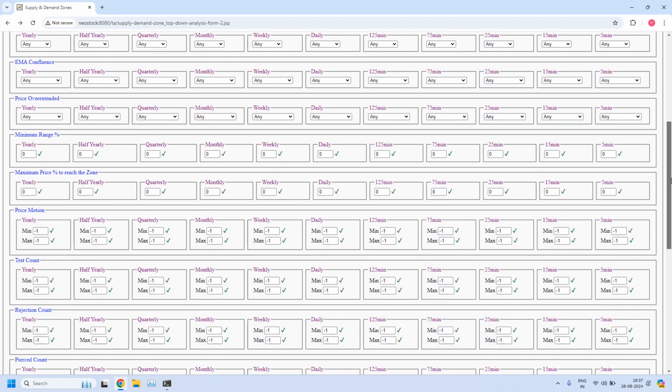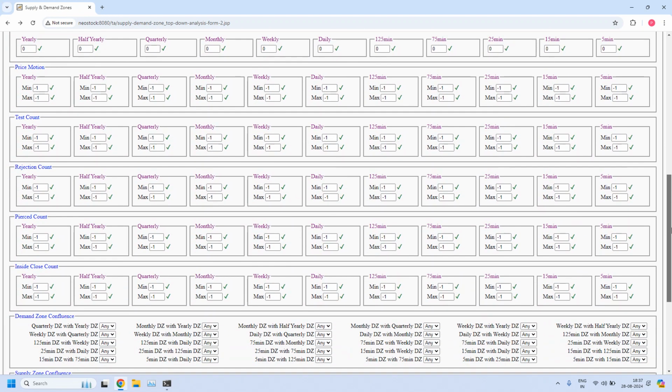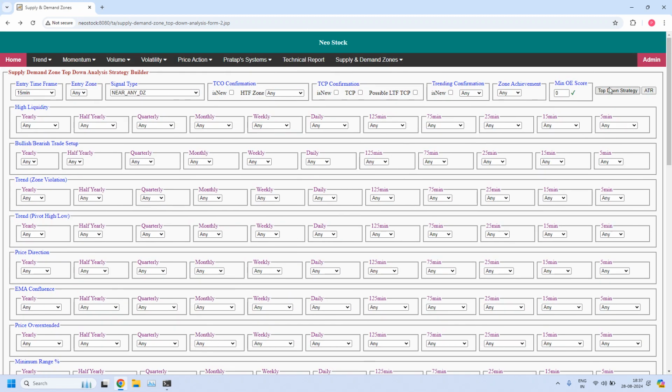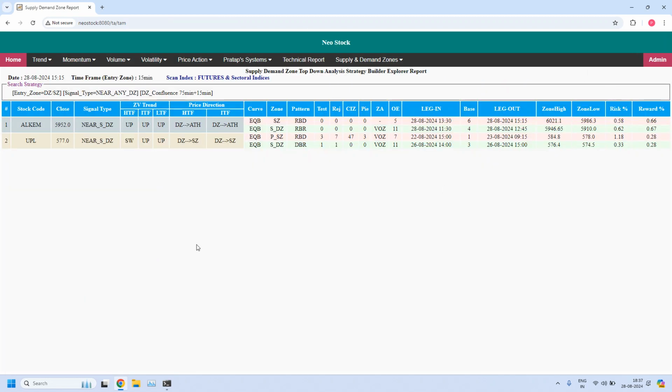So demand zone confluence, 15 minutes and 75 minutes zones. So 15 minutes demand zone, 75 minutes demand zone. I am enabling the filter. Let's filter. Out of 4, these 2 stocks are having an ITF confluence. And both these demand zones are high liquidity zones.